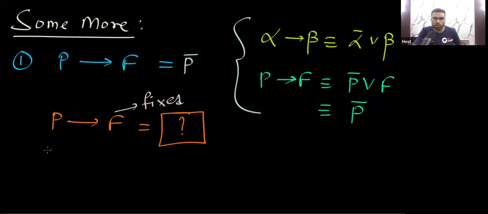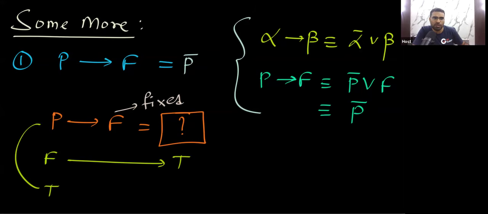So you tell me, in this box, what should I write? Remember, if P is false, then in this box what will I write? If P is false, false implies false, and that is true. Now tell me, if P is true, in this box what will I write? If P is true, true implies false is false.